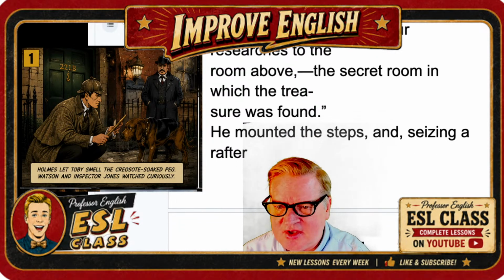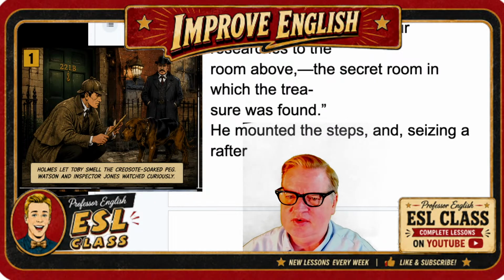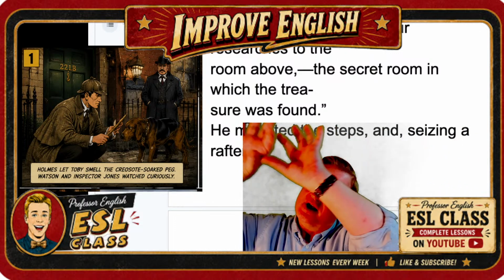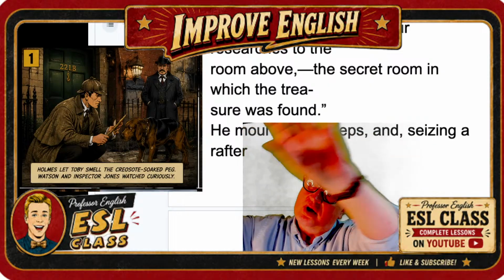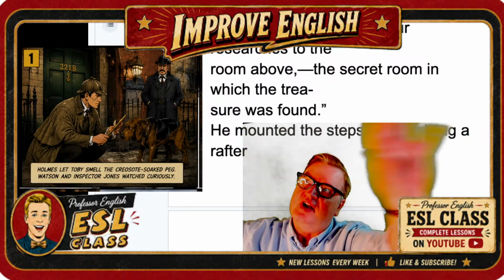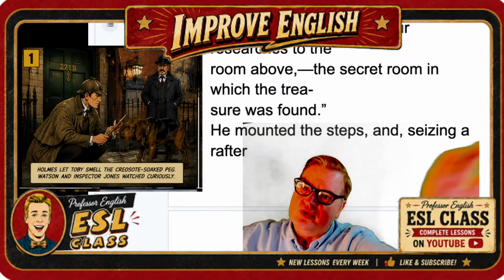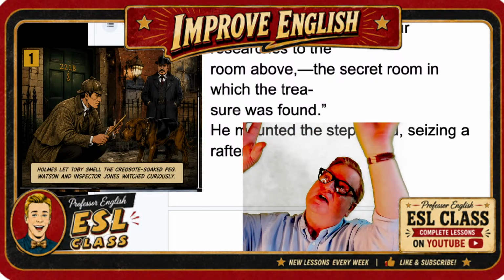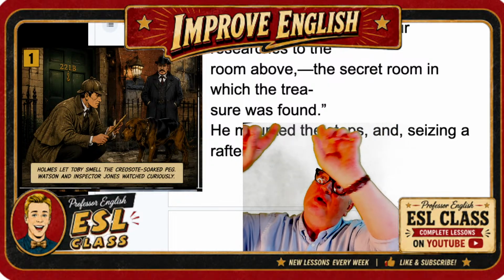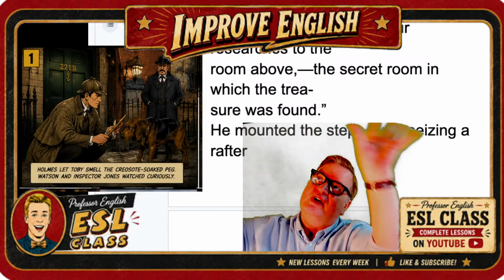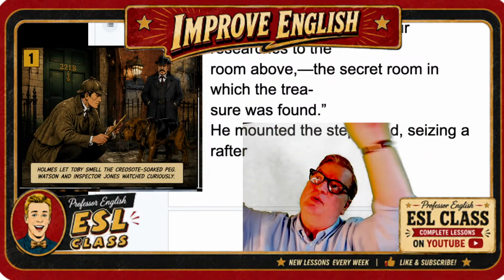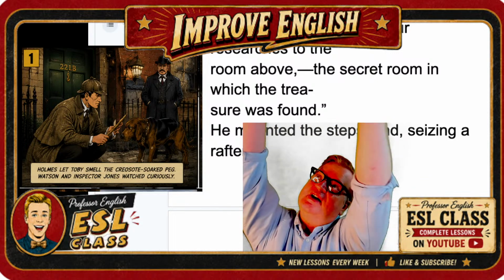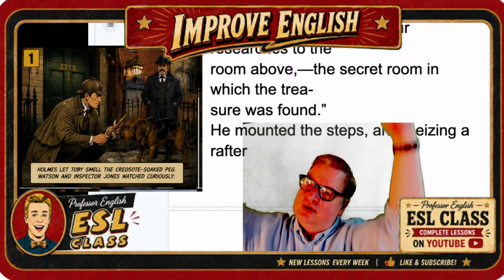He mounted the steps and seizing, which means taking by force, and seizing a rafter. Rafters, if you look inside a building, you have wooden or steel beams that go across. Those are rafters. It's kind of like the skeleton of the floor or the ceiling. So remember, there's a hole in the ceiling, and there was a hidden room where the treasure was. And so probably when Bartholomew made the hole in the ceiling, he exposed some rafters, some of the skeleton of the building. And so Holmes climbed up onto the stairs, and then he took one of the rafters to pull himself up.